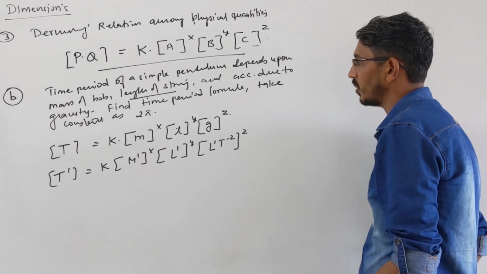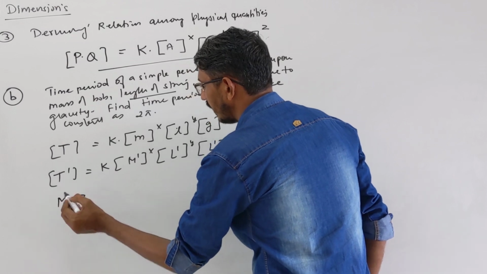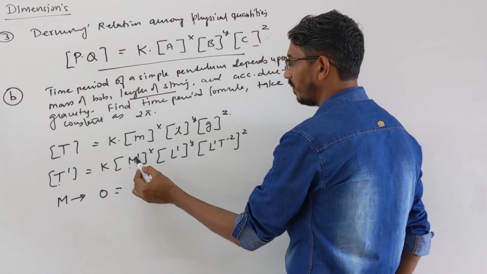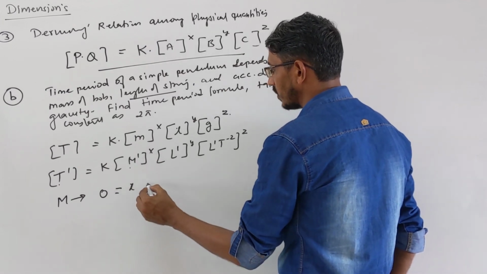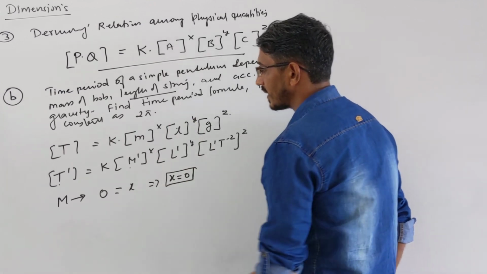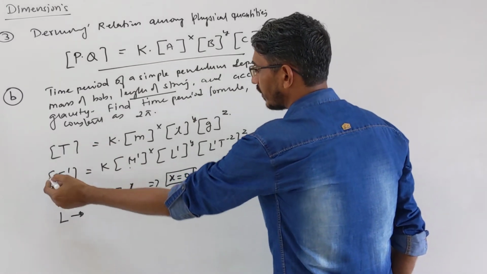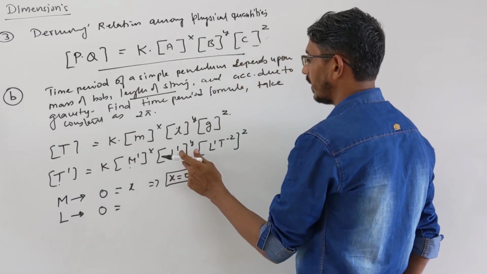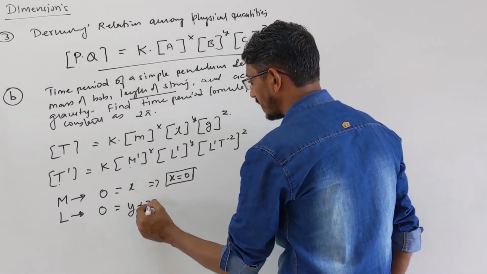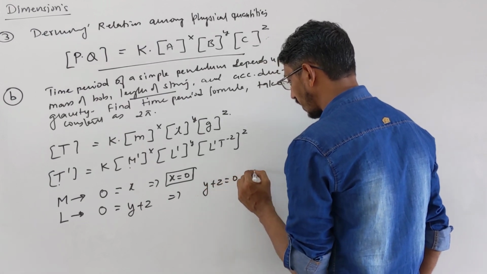Third step, you have to compare dimensions on both sides. What is the dimension of M? On this side there is no M, so it's 0. On this side M is coming as M power 1 into x, so it's x. So we show that x is equal to 0. Let's compare the dimension of L. On that side there is no L, so 0. Coming here, L power 1 into y, L power 1 into z. So y plus z is equal to 0. This is equation 1.